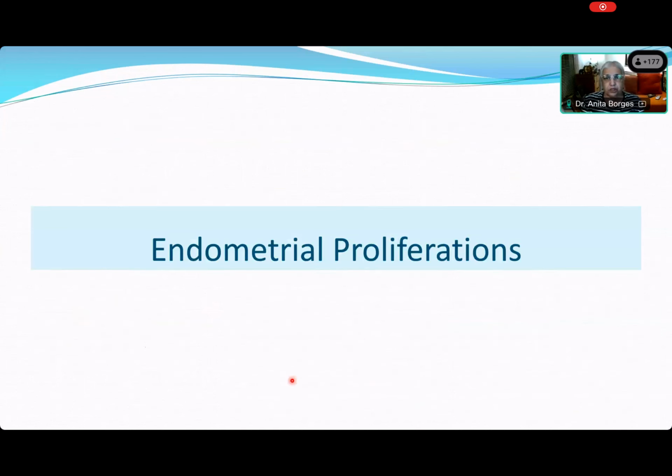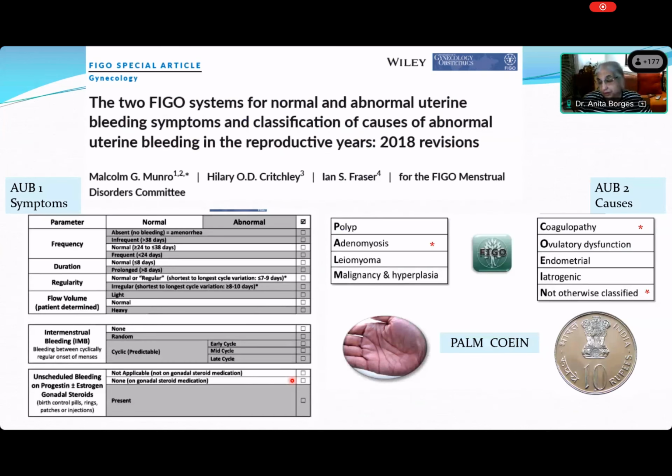So now let us talk about endometrial proliferation. I won't get into this, but there is a FIGO classification of causes of abnormal endometrial bleeding that the gynecologist would be interested in. It is PALM-COEIN: polyp, adenomyosis, leiomyoma, malignancy and hyperplasia, then coagulopathy, ovulatory dysfunction, endometrial factors, which have to do with abnormal uterine bleeding that has nothing to do with ovulation, iatrogenic, as well as not otherwise classified. And so this is PALM and COEIN. So it's often called farm-cohen.